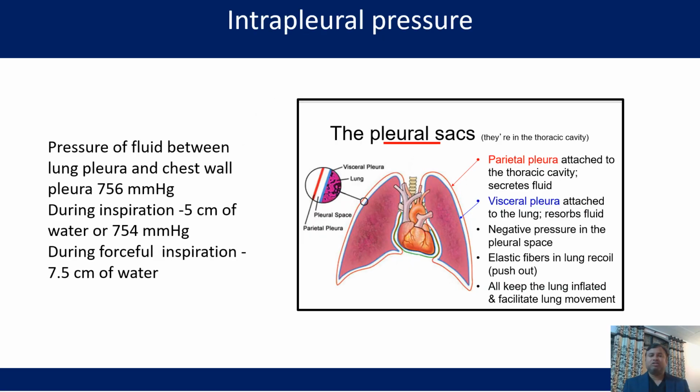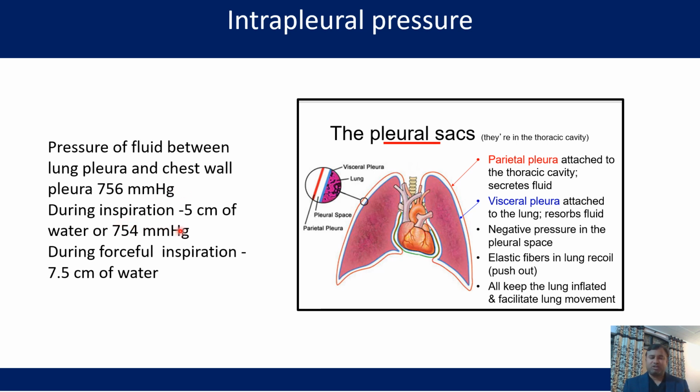So now come to the intrapleural pressure. In the right panel, I have explained the lung structure, where it is covered by two layers, parietal pleura and visceral pleura. Parietal pleura is attached to the thoracic cavity on the outer side, while the visceral pleura is attached to the lungs. And the pressure of fluid between the lung pleura and chest pleura is 756 mmHg. So this is called intrapleural pressure.